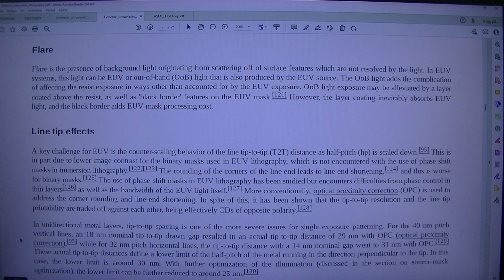129. These actual tip-to-tip distances define a lower limit of the half pitch of the metal running in the direction perpendicular to the tip. In this case, the lower limit is around 30 nm. With further optimization of the illumination, discussed in the section on source mask optimization, the lower limit can be further reduced to around 25 nm.